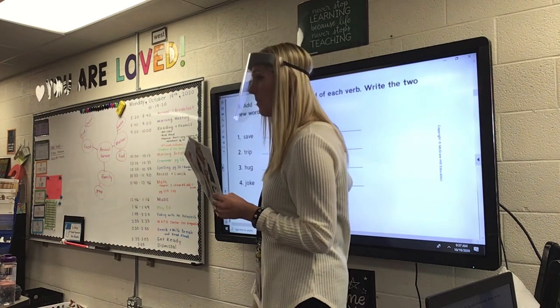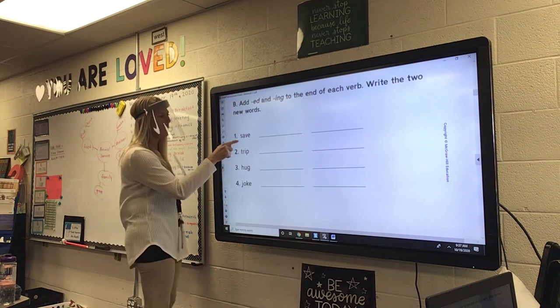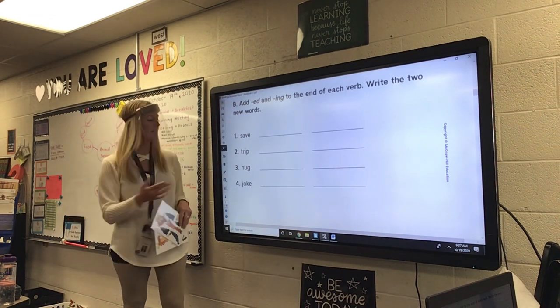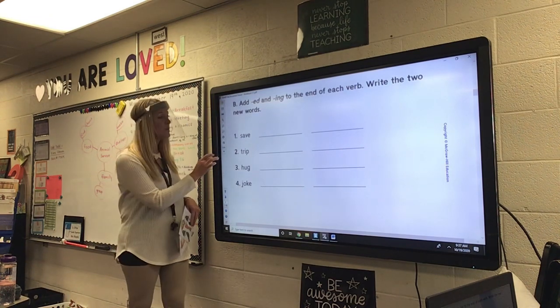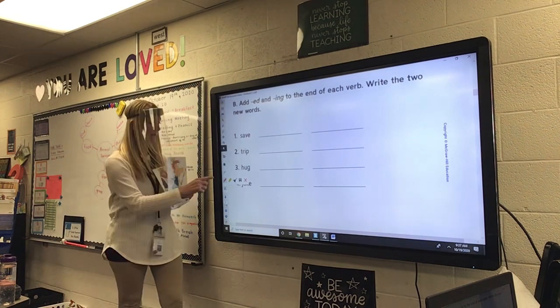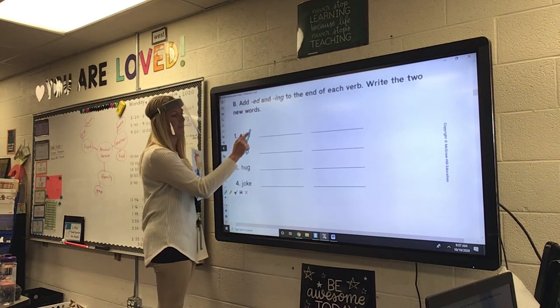If the word ends in an E, we got to drop the E. So look at this first word. Raylan, number 1. What is that word? Save. What does save end in? The E. So our rule is, if we're going to add our net of ed, we have to drop the E. So everybody cross off the E.